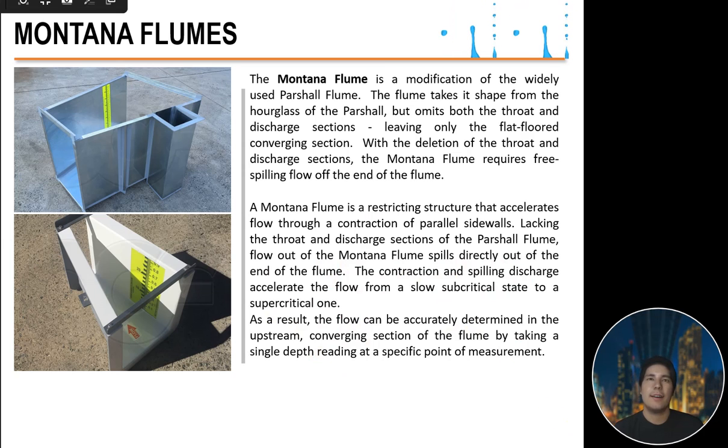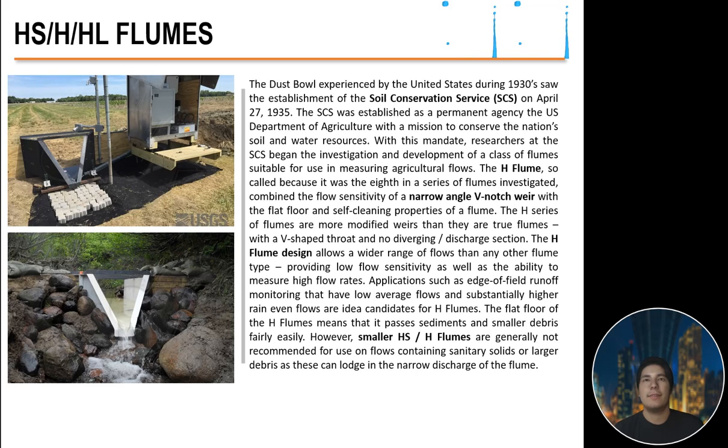So aside from Montana, we also have the HS, H, and HL flume. After the Dust Bowl experienced by the United States during the 1930s came the establishment of the Soil Conservation Service, or the SCS, on April 27, 1935. The SCS was established as a permanent agency of the U.S. Department of Agriculture, with a mission to conserve the nation's soil and water resources. With this mandate, researchers at the SCS began investigation and development of a class of flume suitable for use in measuring agricultural flow.